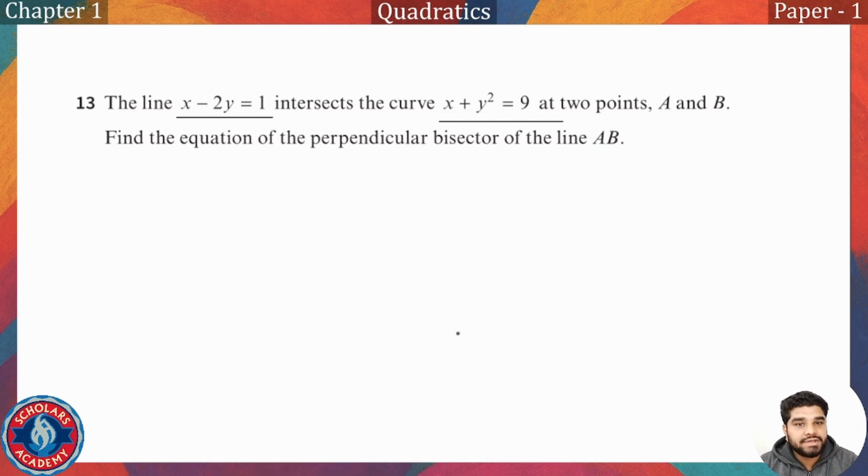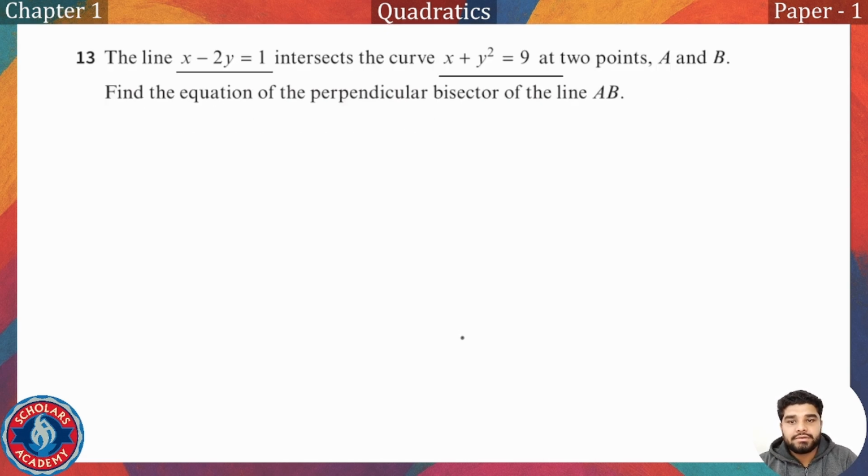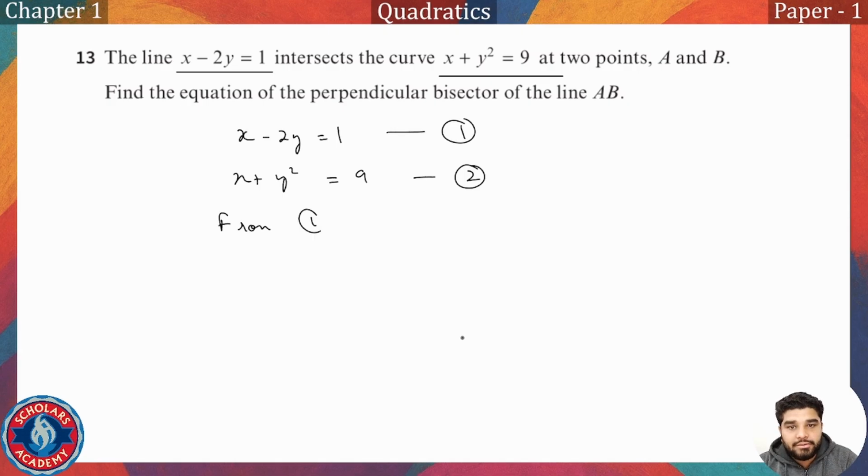x plus y² is equal to 9 at 2 points A and B. Find the equation of the perpendicular bisector of line AB. Very easy question. So we have one equation, that is the linear equation, x minus 2y is equal to 1, equation number 1. The second equation is x plus y² is equal to 9. Right? So from equation number 1, I can say that x is equal to 1 plus 2y. You can mark it as 3.